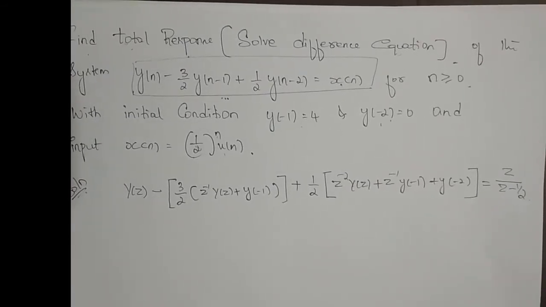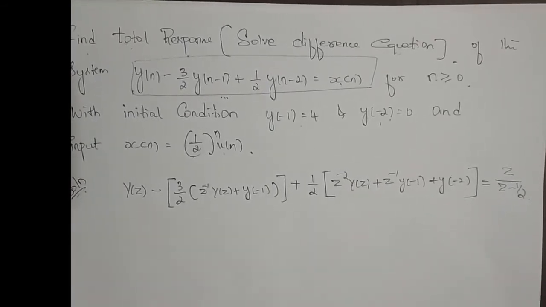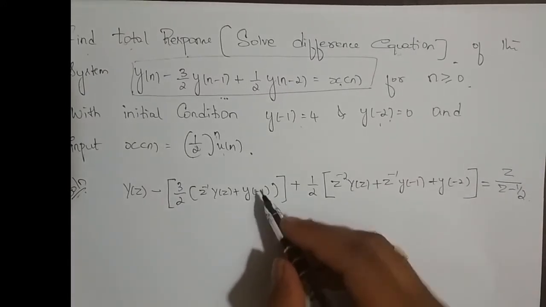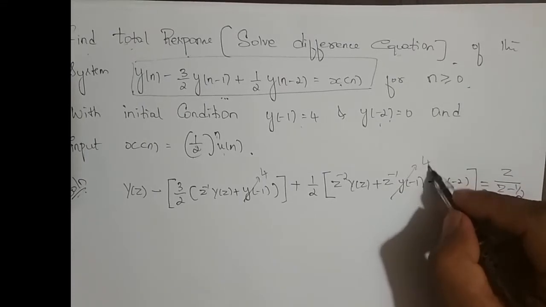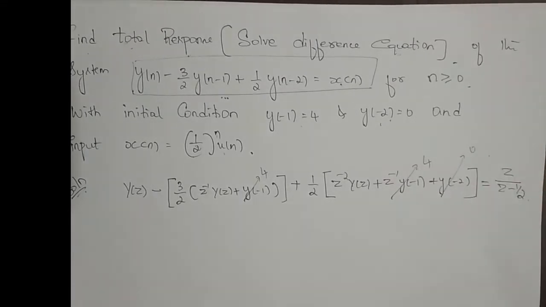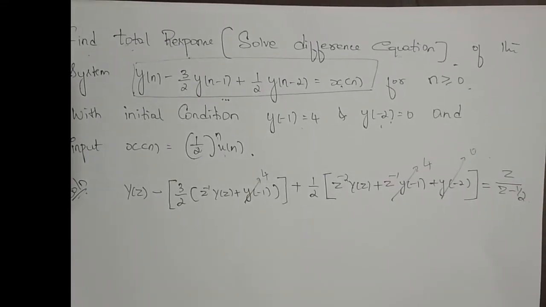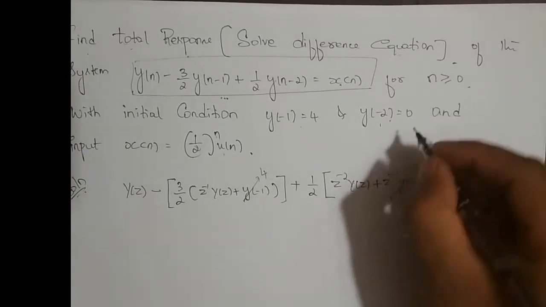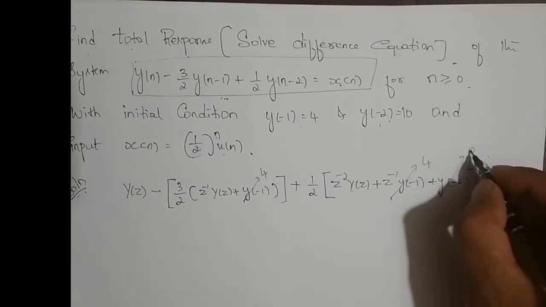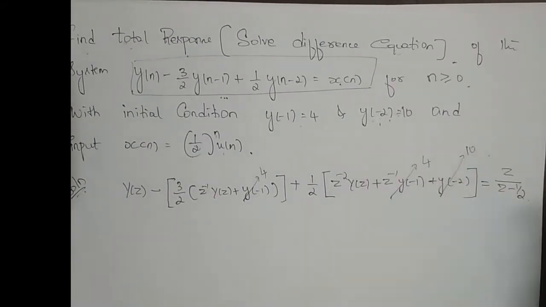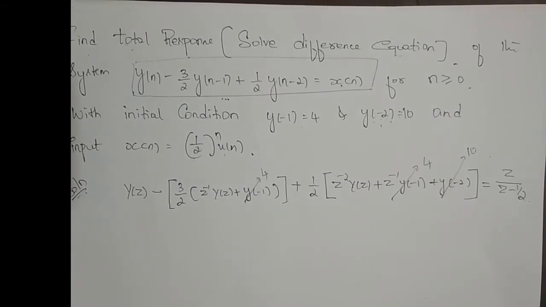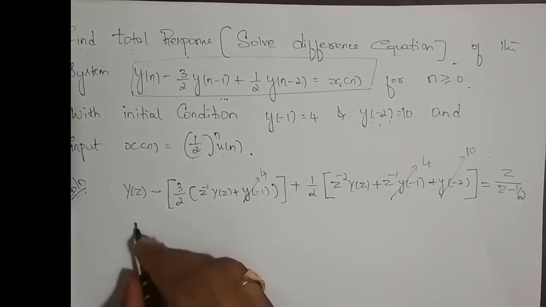Okay. Now we'll apply the initial conditions. What is the value of y of minus 1? It is 4. And y of minus 2, this is 0. I'm sorry, this is 10. So just make the change: y of minus 2 is 10. We'll solve this.